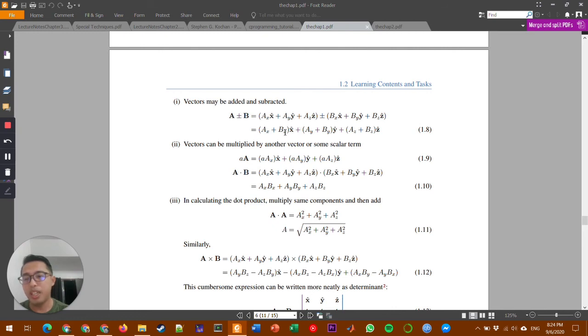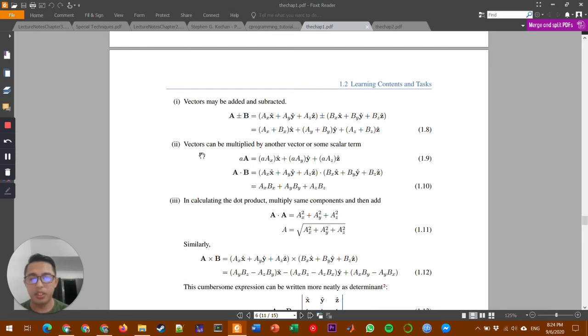You cannot add a carabao to a cow. So only carabao with carabao, apple with apple. That is the case here. Like similar, same components. So the x component of A and the x component of B must be added together. Also with the y components of the two vectors A and B, and also the z component of A and B.